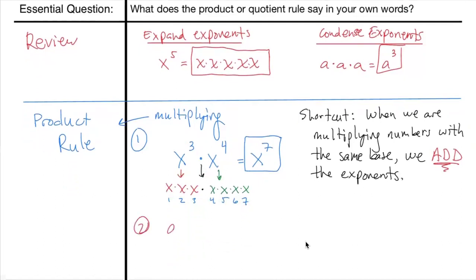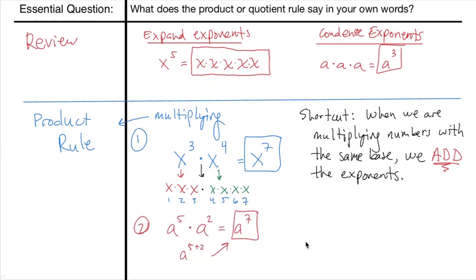So let's try another one. A to the 5th times a squared. Now, this looks like 1 a, but it's actually 5 a's being multiplied together. This looks like only 2 a's, but this is 2 a's being multiplied together. So together, 5 a's and 2 a's, that makes a total of, add those together, 5 plus 2, a to the 7th power. That's the product rule. Simply put, that's the product rule.